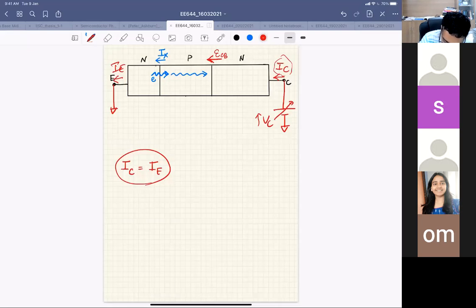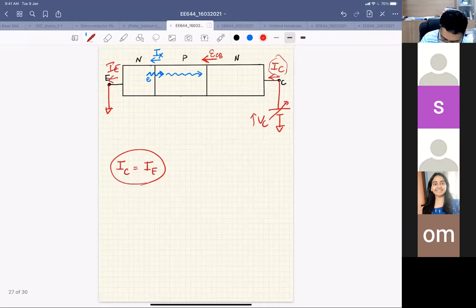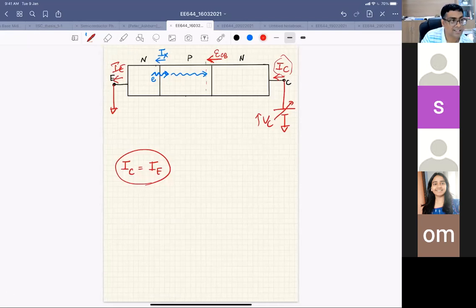So this Ix is injected, because electrons are injected from emitter to base, and how many electrons reach the collector base junction? That is nothing but alpha times Ix, right? The base transport factor. Alpha times current, right? Okay. So now these electrons will go through the reverse biased junction, right? And they will undergo impact ionization, right?